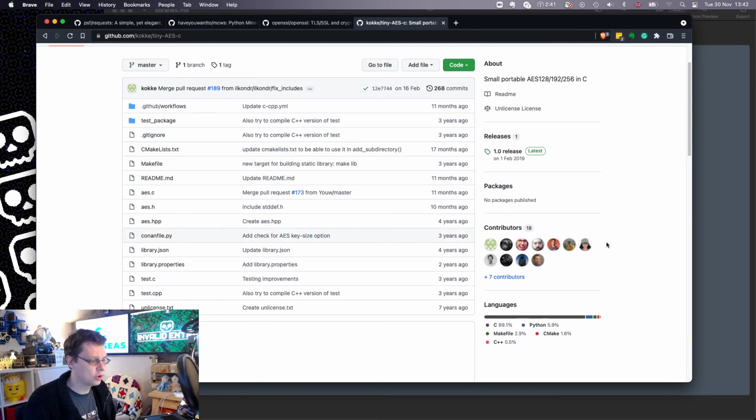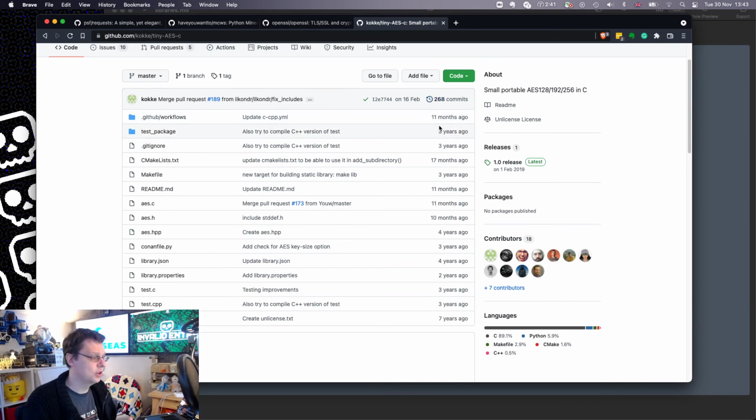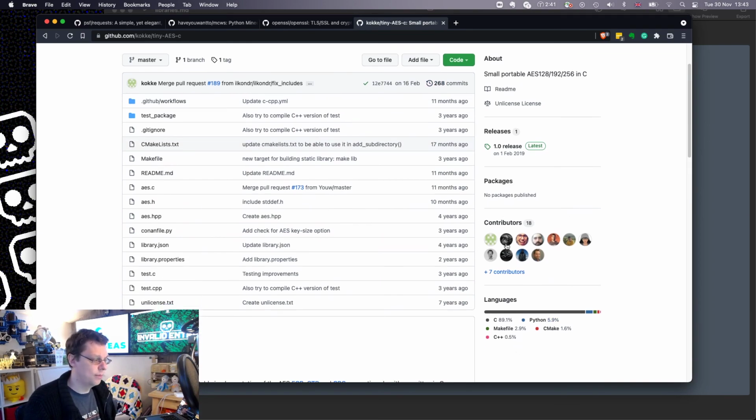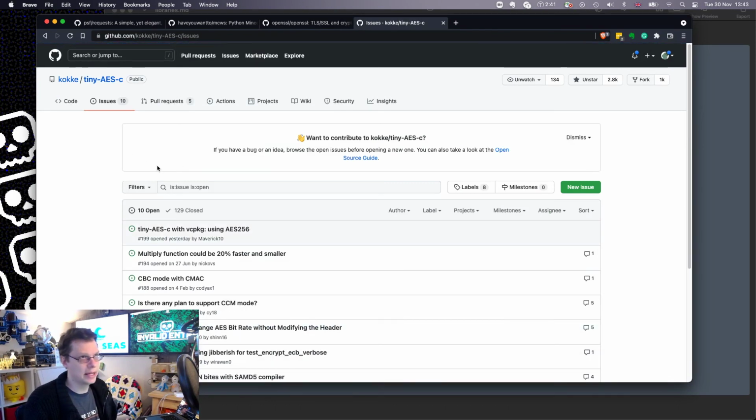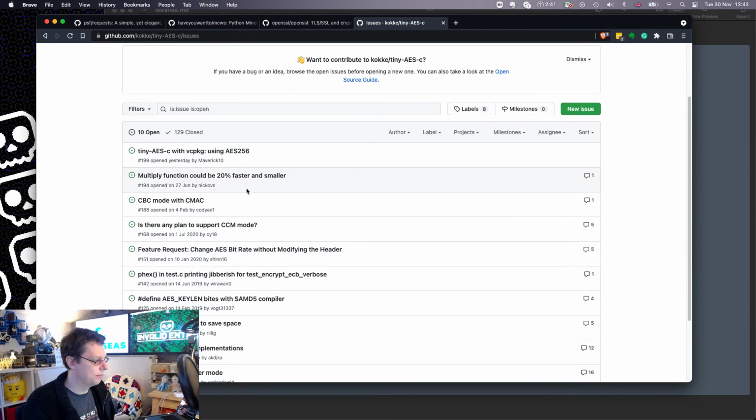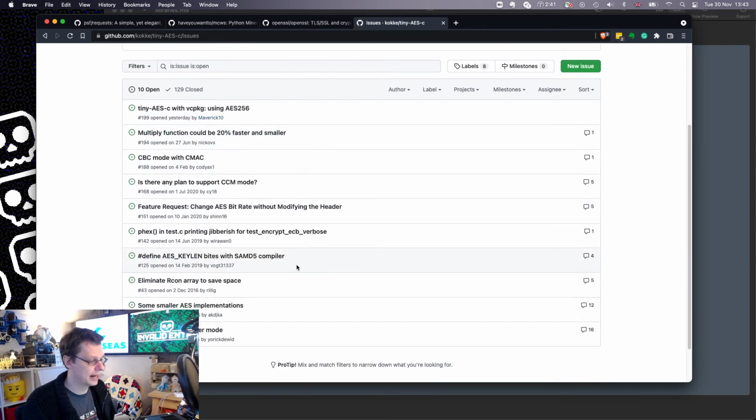Again, 18 contributors over a few years, 268 commits, not a massive library, but this one has more maintainability. And if you also look at the issues, even though there hasn't been a commit or a release in like several months, he's actively looking at tickets and coming back with comments. The people put comments, and he's coming back and closing some of these tickets.